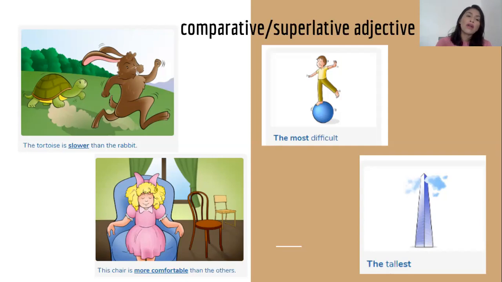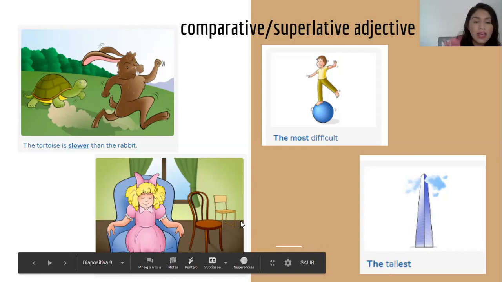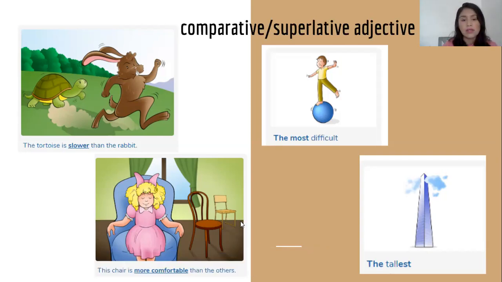Or here I have this chair is more comfortable than the others. So than, because I'm comparing it to the other chairs, right? And more, because comfortable is a three-syllable word, so that's why I'm using more before the adjective, okay?